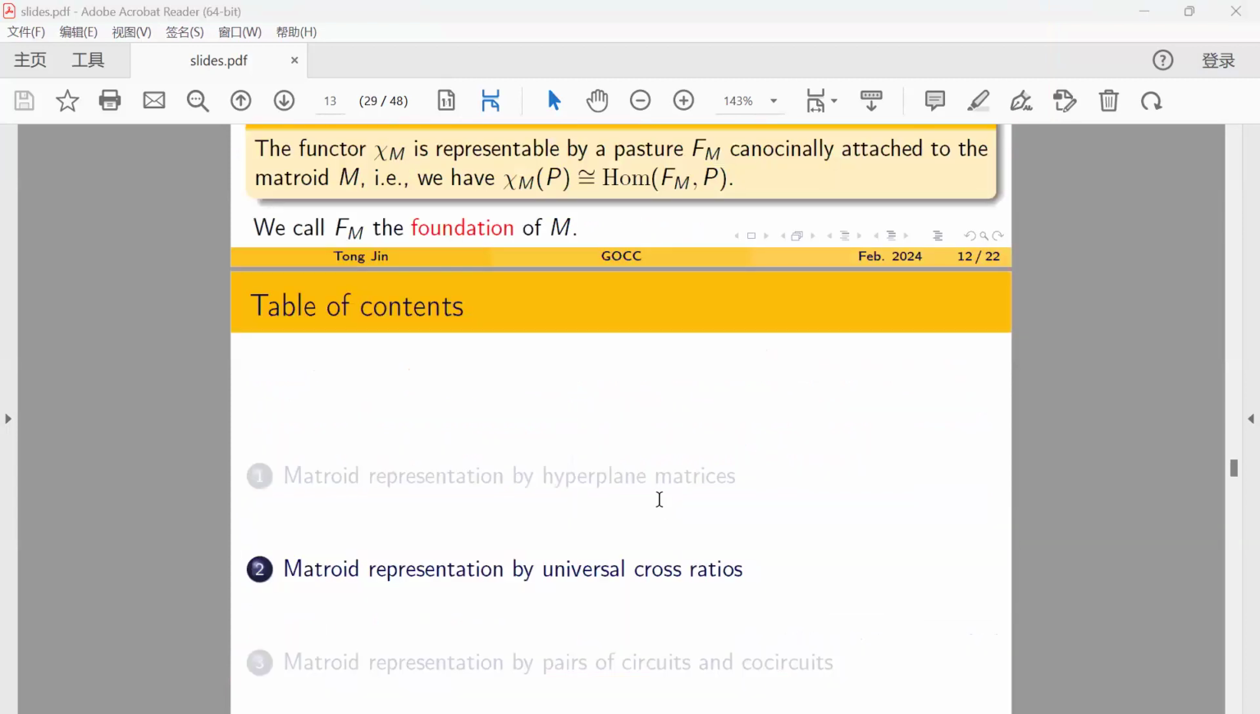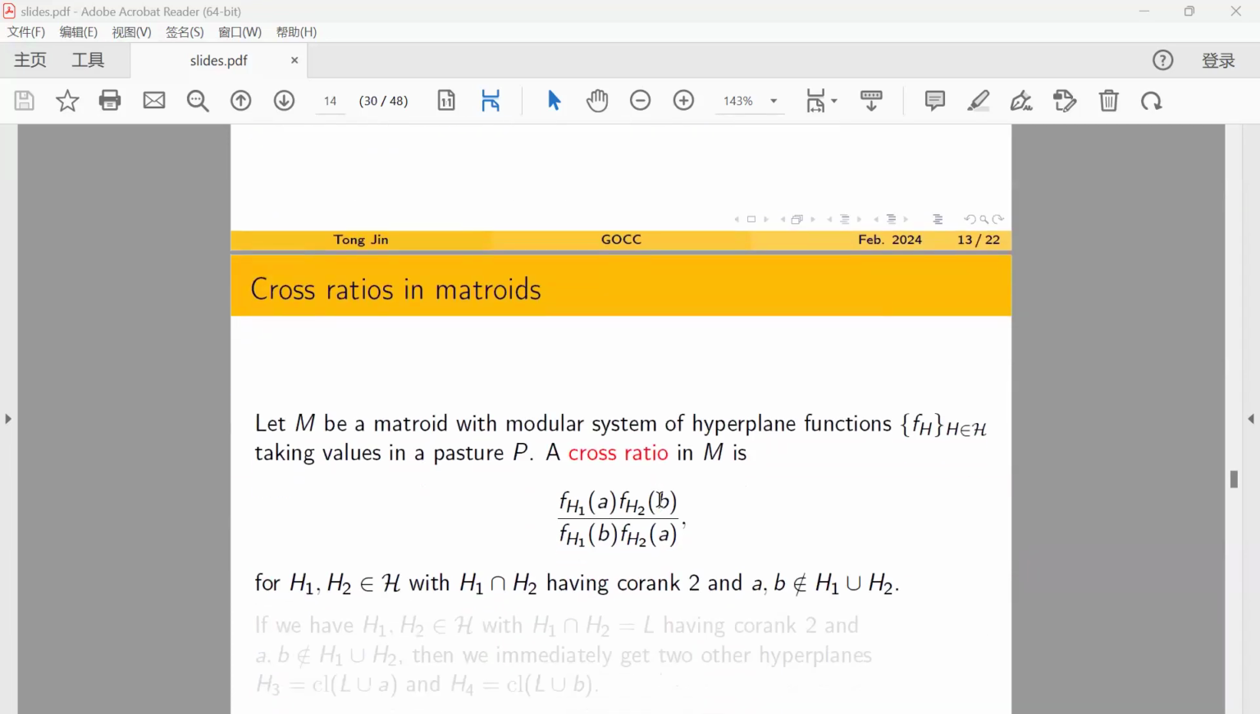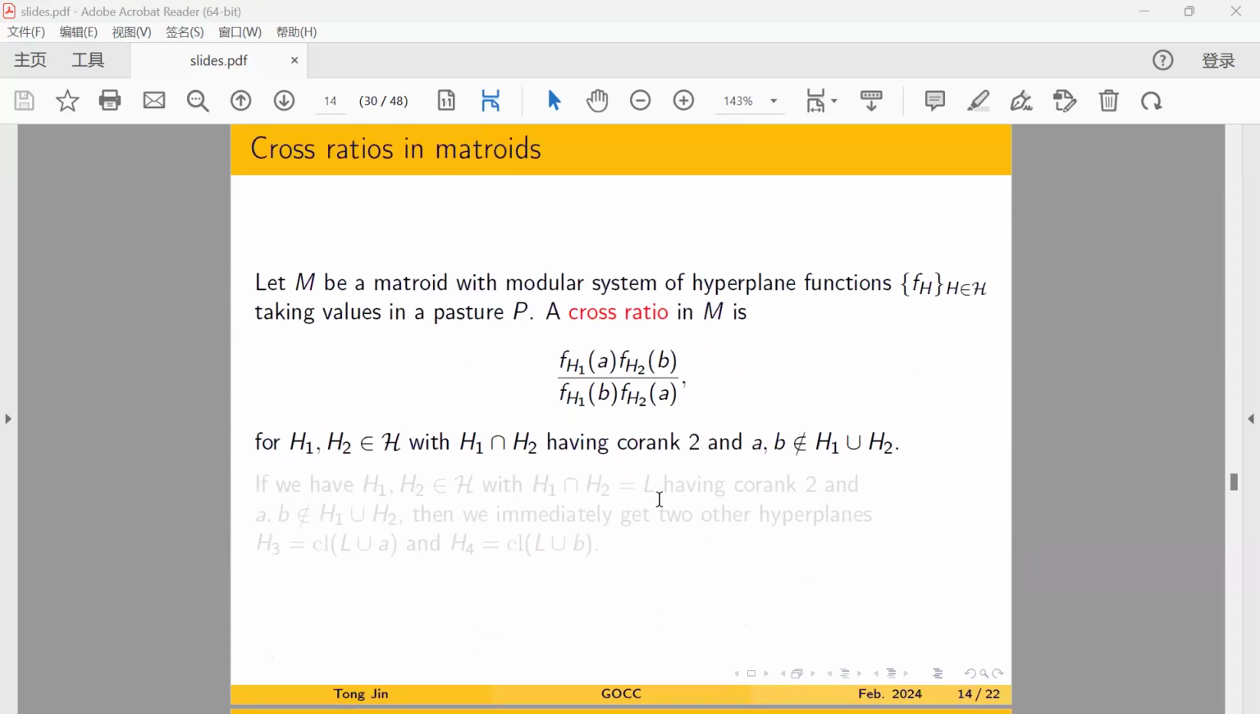Now let's go to the second approach. The second approach is kind of technical, and it requires some more combinatorial facts about matrices, but it tells more about the structure of the representation space. It tells us more about the set of all rescaling classes of representations of a matroid in terms of only the very small minors of the matroid M.